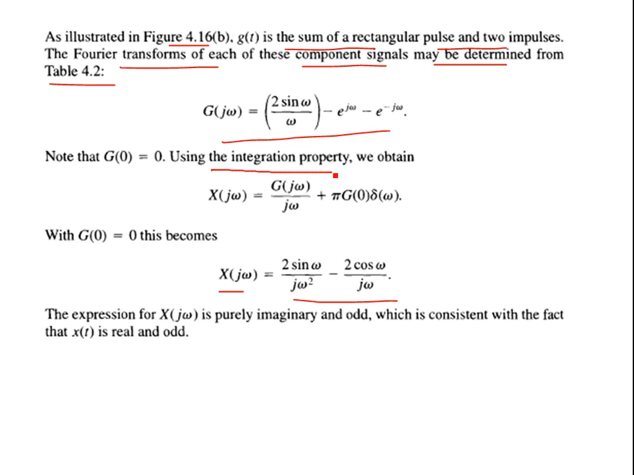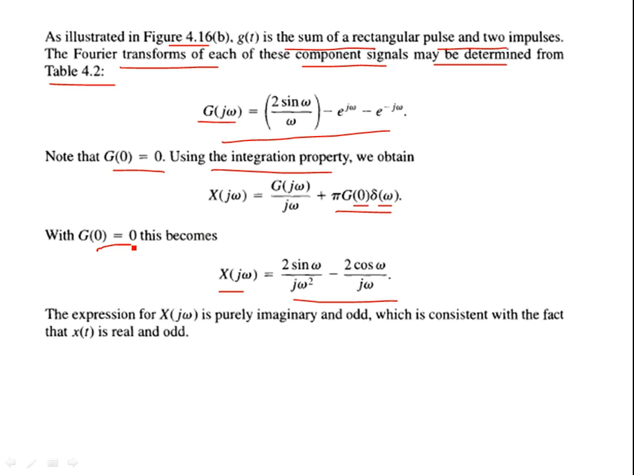So if you use the integration property and apply it to G j omega, you have the same expression, and you know that G of 0 times delta omega is 0 in the first place because G of 0 is 0, right? I mean, look at G of 0. It is, for example, 2 minus 2, right? So e to the j0 is 1, so 2 minus 2 is 0. So again, you will have the same thing.